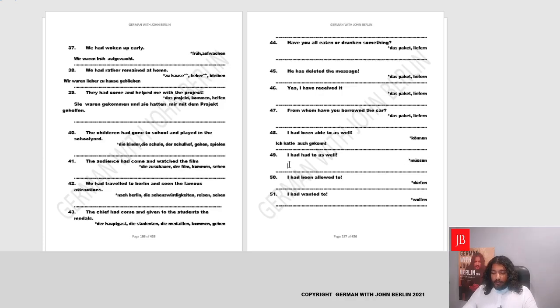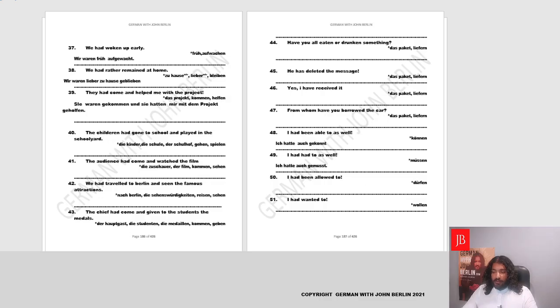It's a normal verb. So haben, the tense is past. Hatten, so ich hatte, yes. Auch as well is auch. And müssen will become gemusst. I had to as well. Ich hatte auch gemusst. Now, I had been allowed to drive the car at 20. You say I had been allowed to as well.